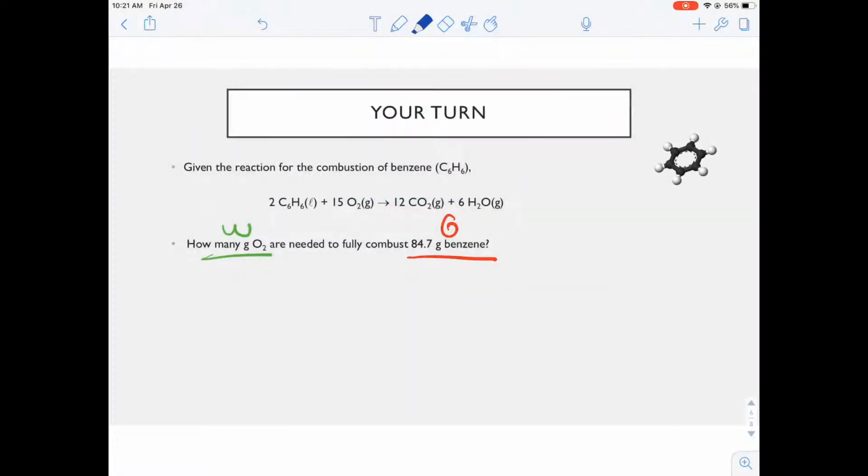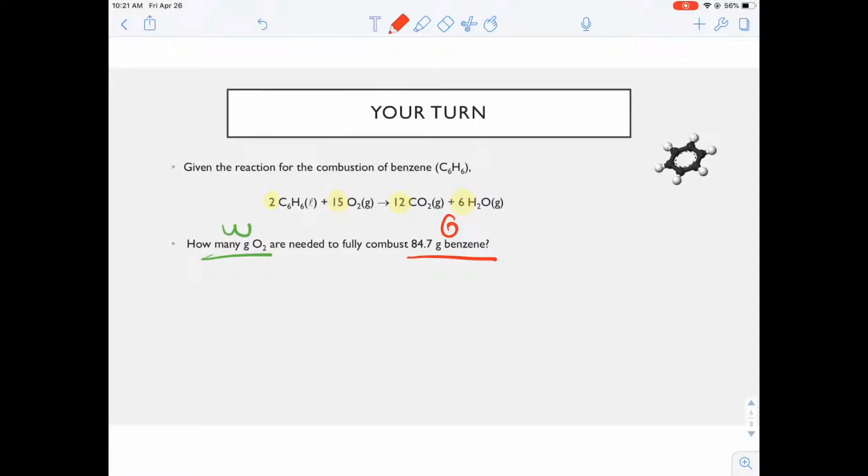Here are your coefficients for your balanced chemical equation. Set up all the steps. Use your roadmap. Remember that you need to have units opposite of the fraction line. All right, pause it, give it a try, and when you unpause it, I'm going to go through the whole thing. All right, hopefully you've given it a shot.